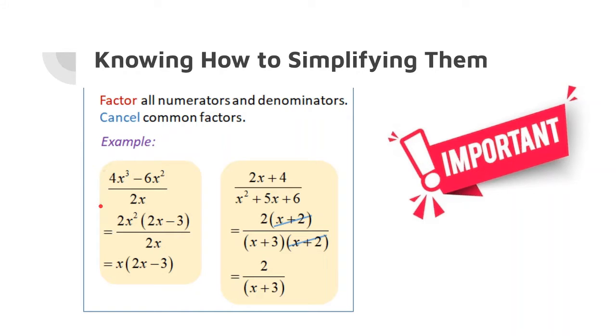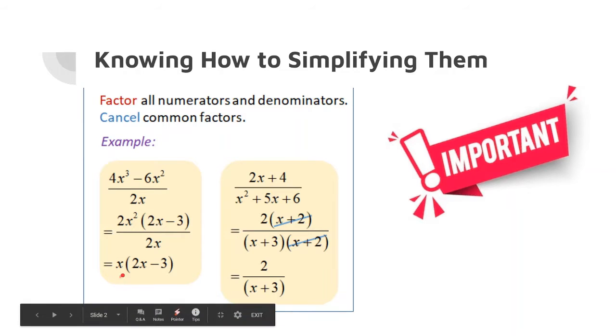For this example, you have 4x cubed minus 6x squared over 2x. All of them have 2 in common, and the numerator actually has x squared in common. So you can bring out that x squared as well as the 2, and you can factor out the 2x squared, and you get 2x minus 3 times 2x squared. And then on the bottom, you have nothing to factor out. You can cancel out the 2's because it's a common factor, and then you can cancel out the x as well. So that leaves you with x times 2x minus 3.